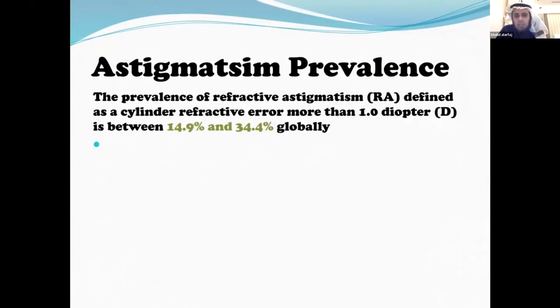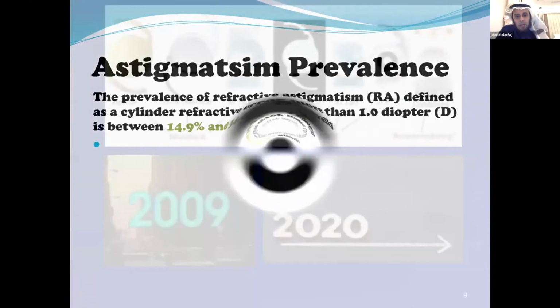We know the astigmatism prevalence is estimated from 15% up to 35% globally. Not all of these necessitate toric lenses, but astigmatism is really prevalent among many of the population and patients having cataract surgeries.